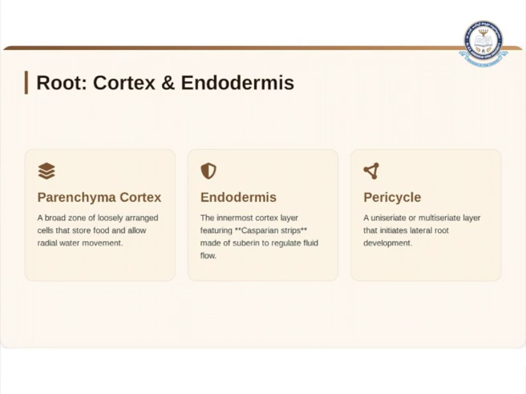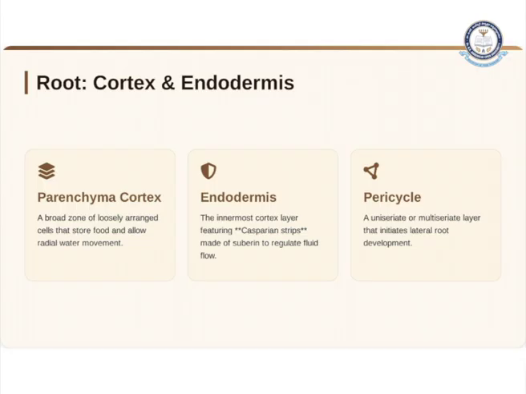If we see the pericycle, it can be a uniseriate layer or else a multiseriate layer, which will be helpful in the development of the lateral root. This pericycle that is present can be one layered, or uniseriate, or it can be multiseriate. It will be helpful for the lateral root development.